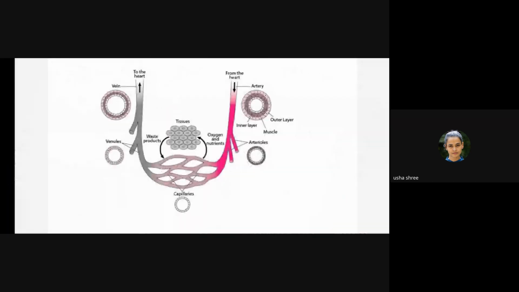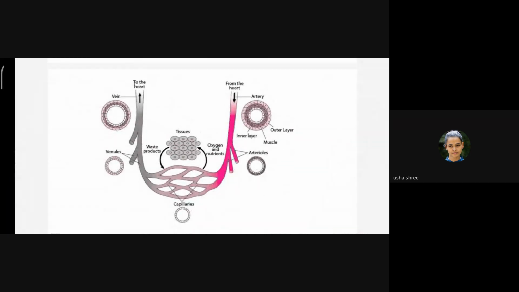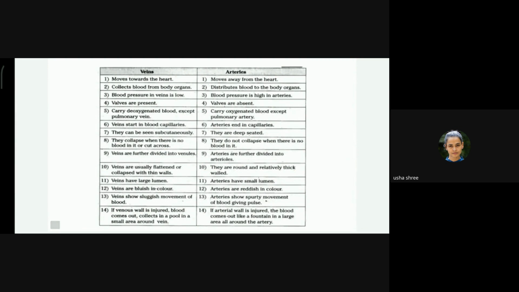Now see, this is the pathway. Means from heart through artery and arterioles, blood is coming to each and every cell, each and every tissue of body, and then from those tissues, from each and every cell of body, blood is also being collected from venules, and through venules they are being collected to veins, and they are being sent to heart. So this is the pathway. Now, what are the differences between veins and arteries?